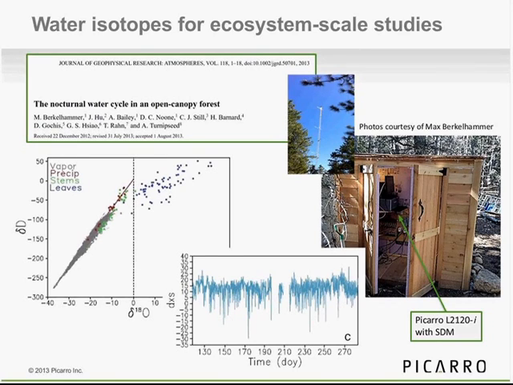In this case, it was a forest in Colorado, and they were able to use water isotopes to understand the significance of dewfall in this environment. And it was really something that would be very difficult to do with traditional techniques because you wouldn't be able to get the high-resolution vapor data that he was able to measure in this study.